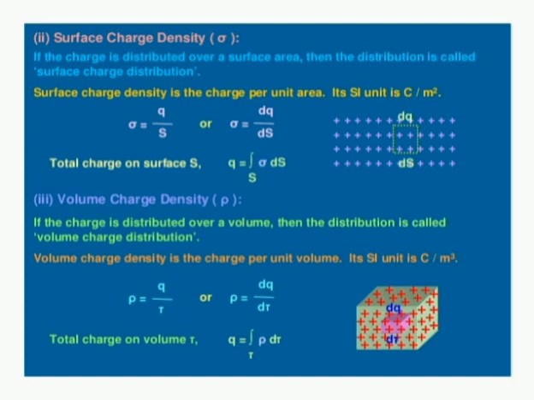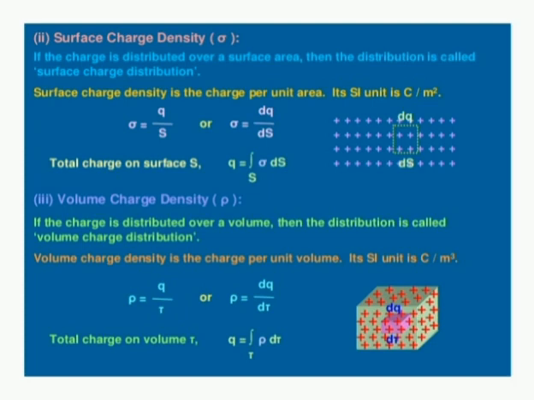Now we talk about volume charge density. If the charge is distributed over a volume, then the distribution is called volume charge distribution. So volume charge density is the charge per unit volume. Now the charge has been distributed over the whole volume, where it consists of length, breadth and height. So the SI unit is coulomb per meter cube.